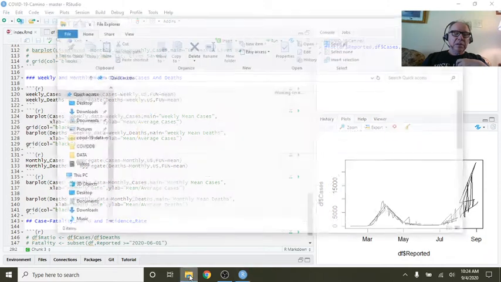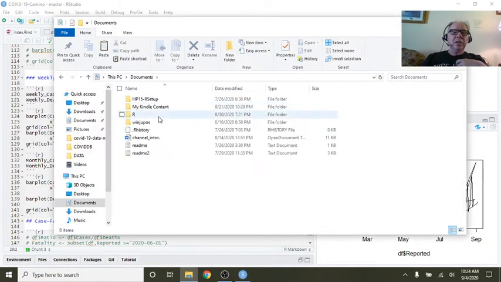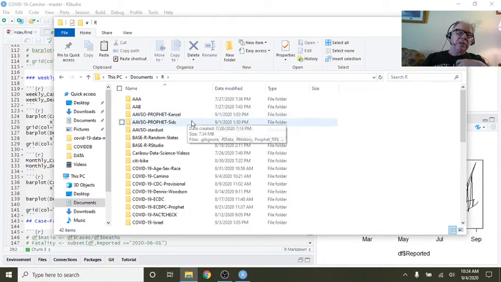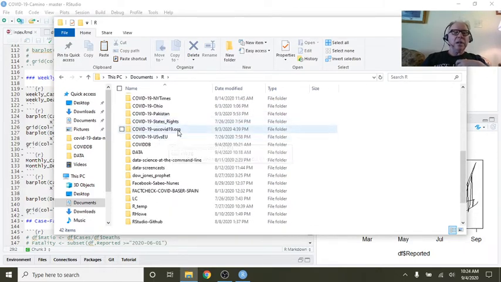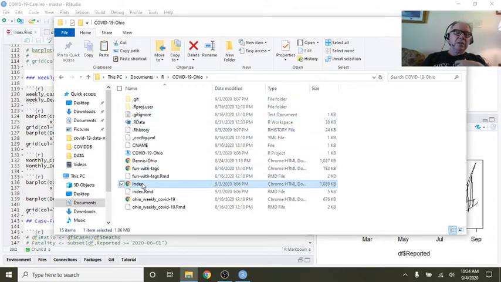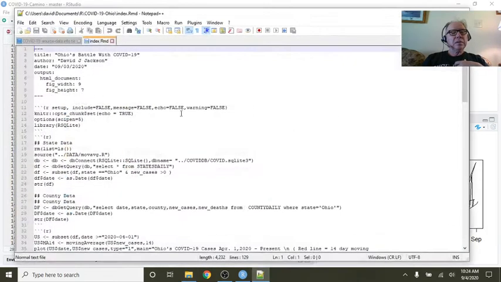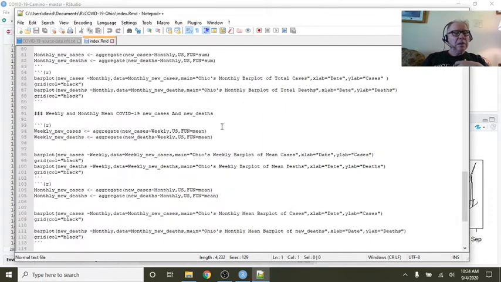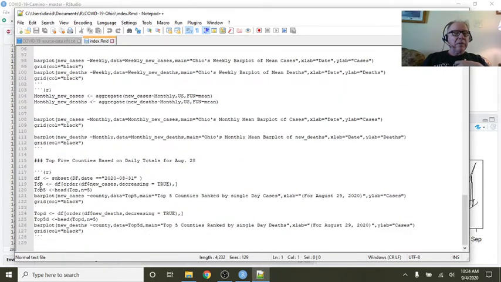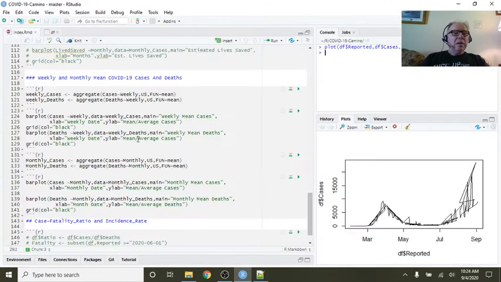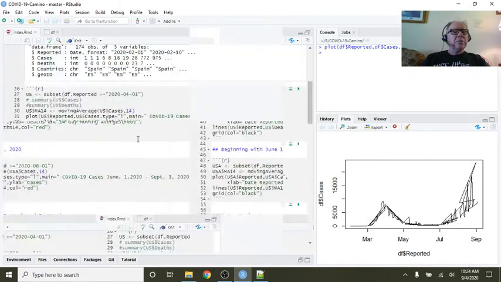Let's come over here. Maybe see if we can find an example of Ohio. This should have a sort function in it. Top 5. Let's come back up here.